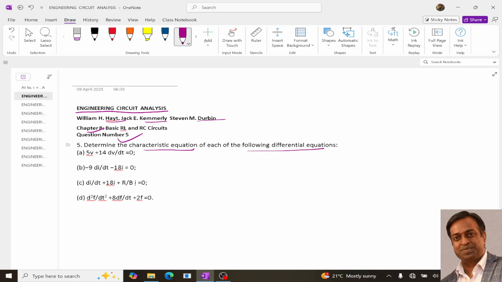So basically it is a mathematical question, but since we need to determine the characteristic equation to solve these circuits, it is one of the reasons that this question is given in this book.